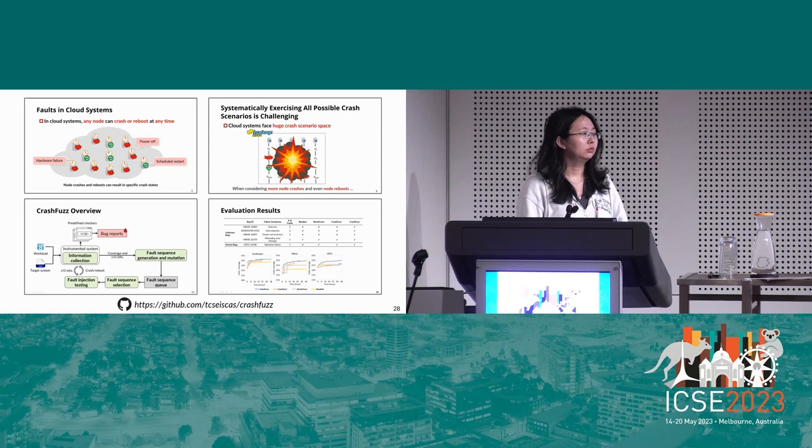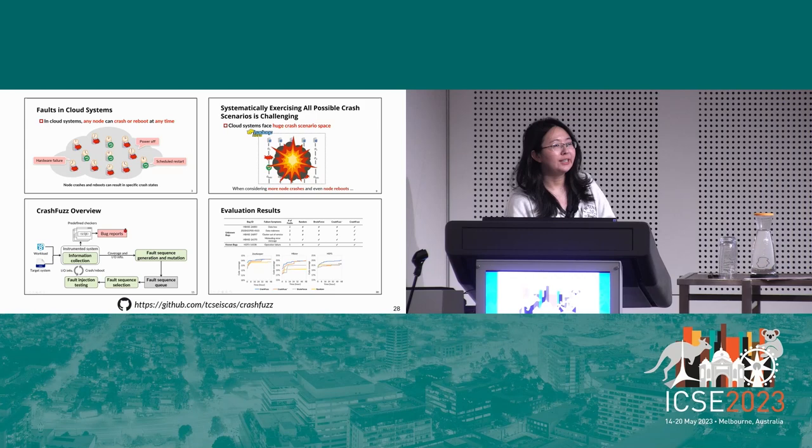I have a question about your user specified constraints. What do these constraints look like? How generalizable are those constraints? Do you have any examples to share? I can explain. For the user specified constraints, we only require that the number of faults in a fault sequence does not exceed the maximum number of faults specified by the user. And for system-specific constraints, we make sure that the generated crash scenarios can be tolerated by the cloud system. For example, we do not generate crash scenarios that will kill the whole cluster.